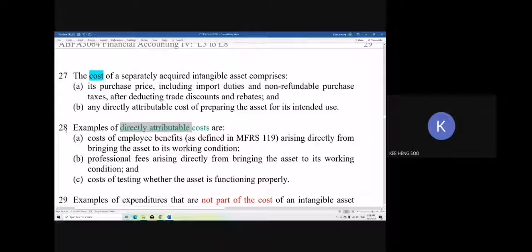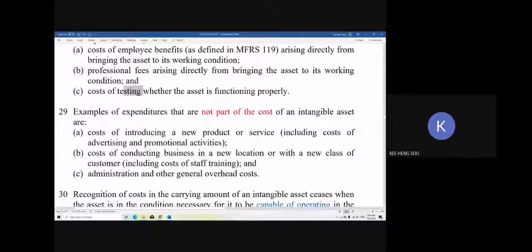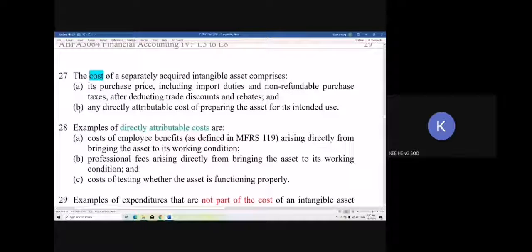Directly attributable cost will be an employee benefit. Can you see the same? Professional fees, testing. You got it? Same. And 29 is something like your paragraph 19, not part of the cost: introducing the new product, new business, new location, administration and other general overhead. It should not form part of the cost. Remember, 27, 28, 29, 30 very important. It is the same as your IAS 16, so I skip this one because it's the same.